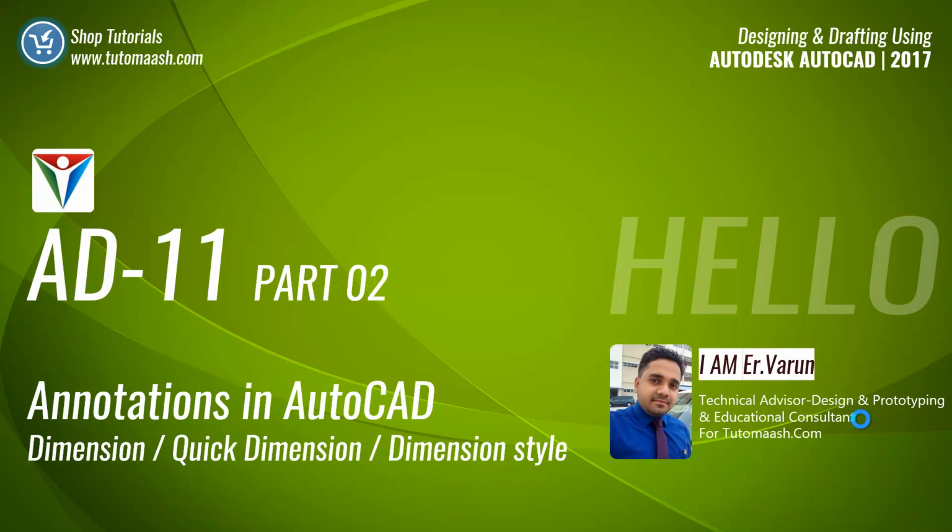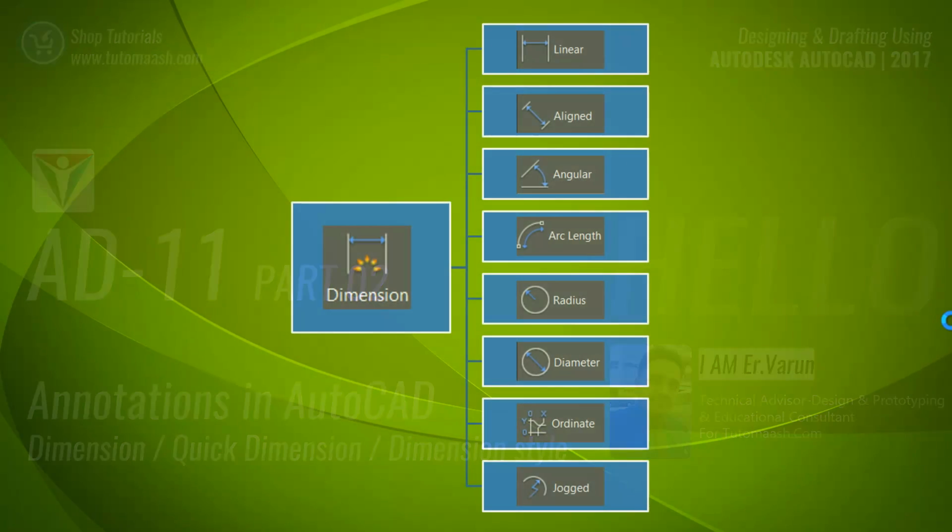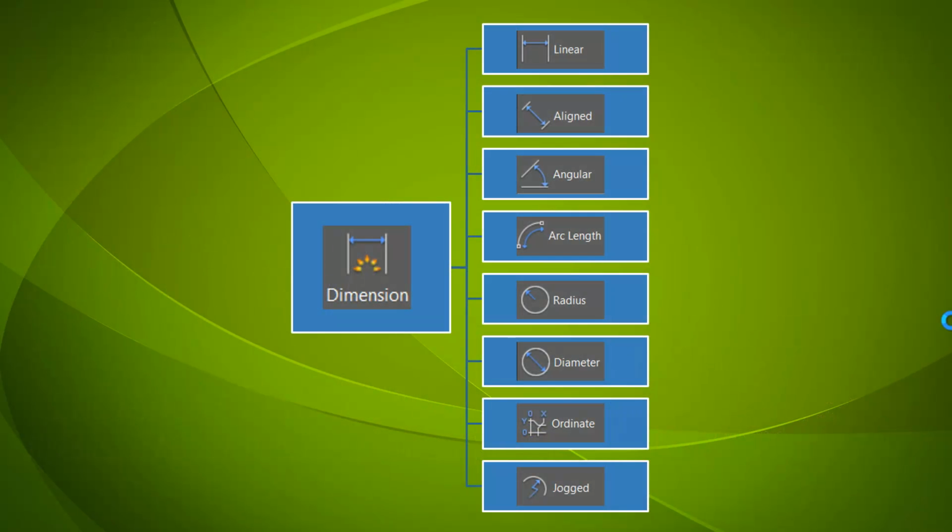In this session, we will be discussing annotations in AutoCAD. Dimensions are one among the main annotation parameters used in AutoCAD. Basically, there are 8 types of dimensions available in AutoCAD. Those are linear, aligned, angular, arc length, radius, diameter, ordinates, and jog.